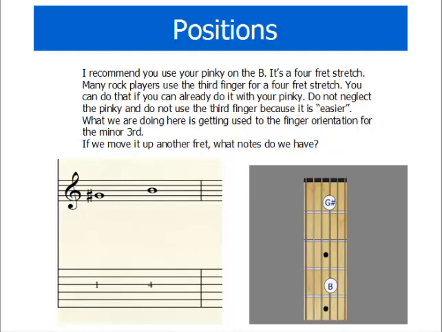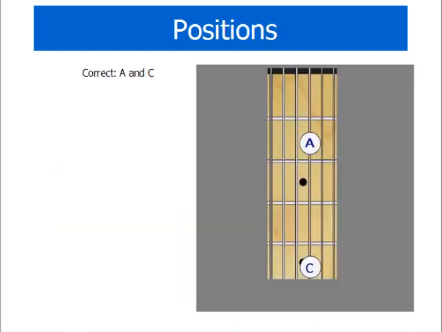So if we move it up another fret, what notes do we get? G sharp, B becomes A, C, A, C. Played two different ways. On this G string, the A to the C on the B string will give you a diagonal for the minor third.